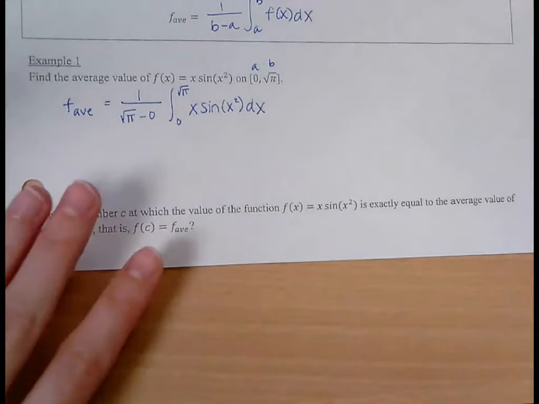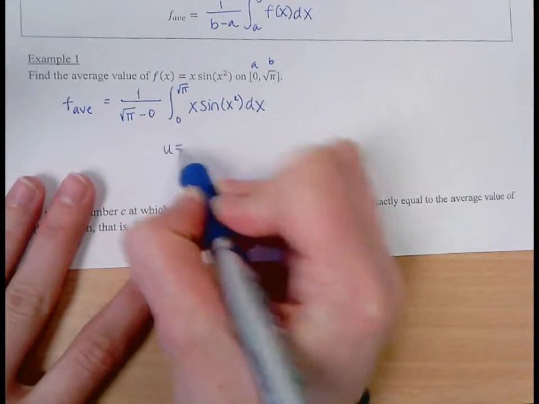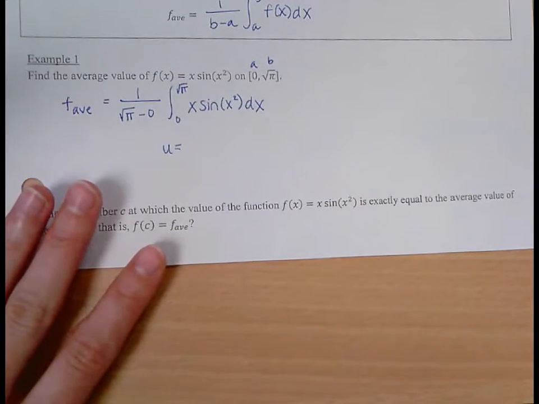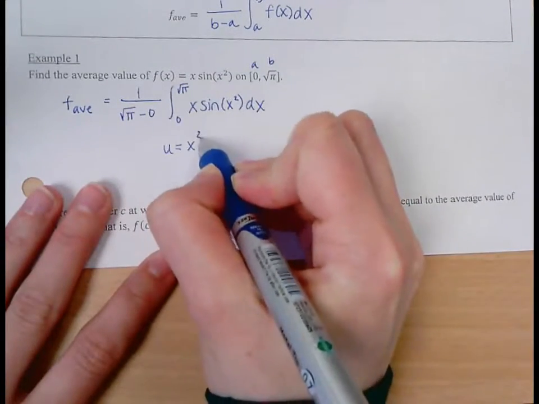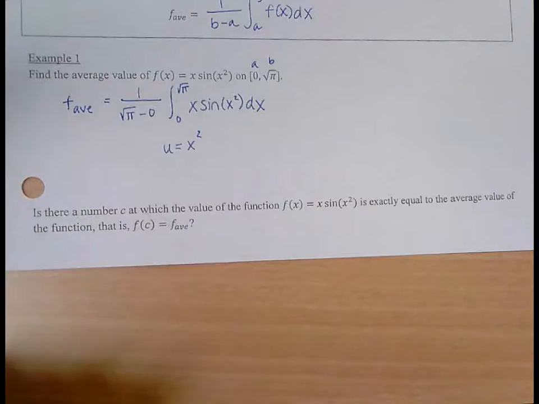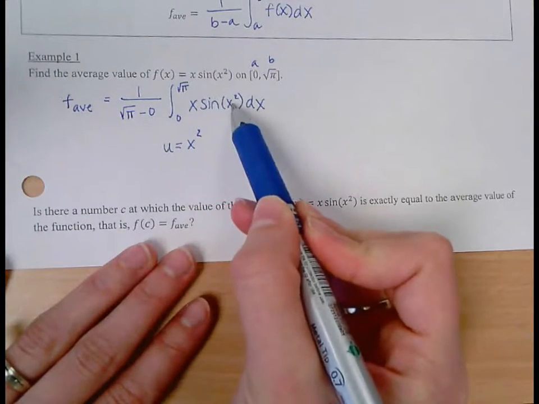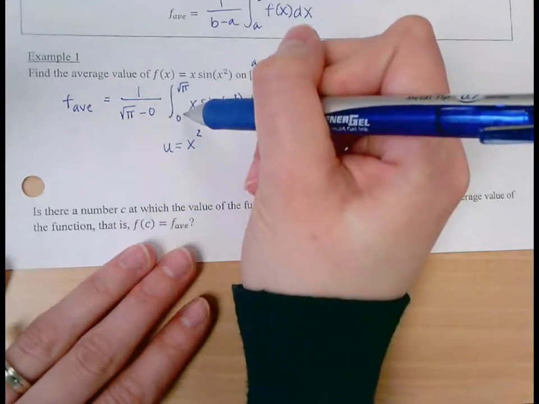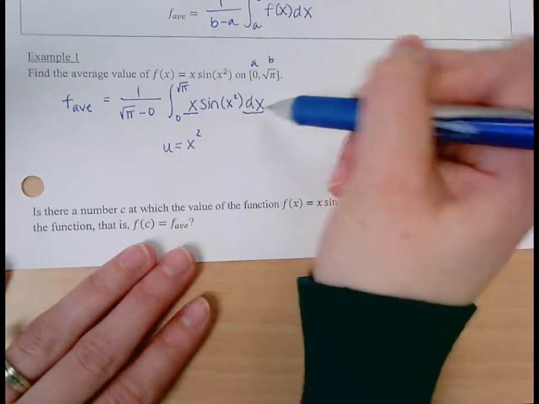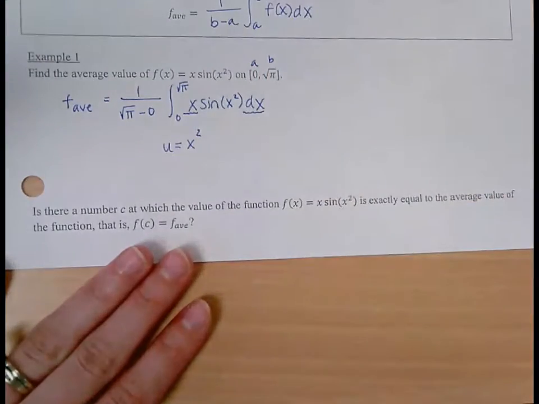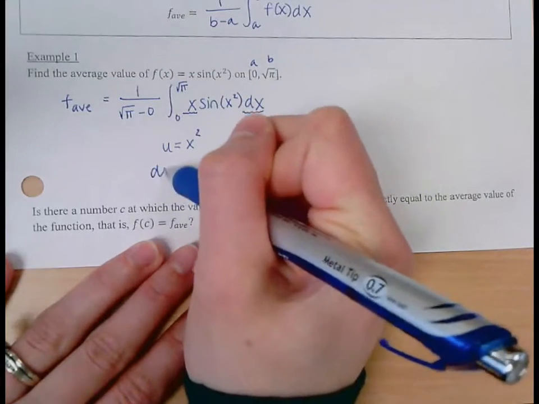So what would you choose? This is reviewing substitution, Dylan. X squared. And again, if you choose a u and it doesn't work out, try something different. So u is x squared, so this becomes sine of u. I then still have an x and a dx to get rid of, so I have to be able to get rid of that with the du. So what is du equal to?